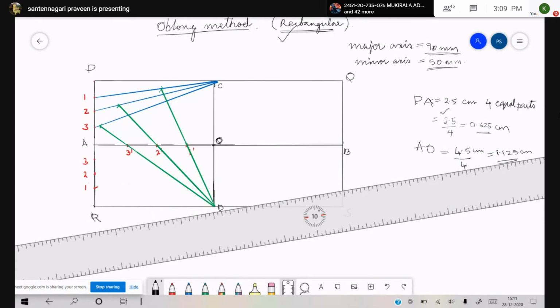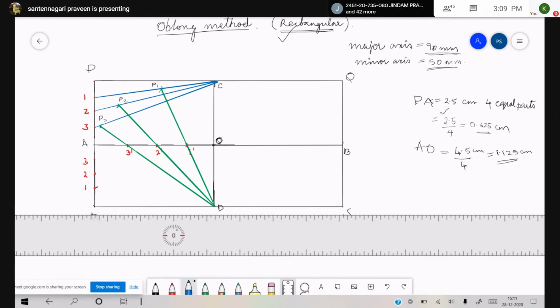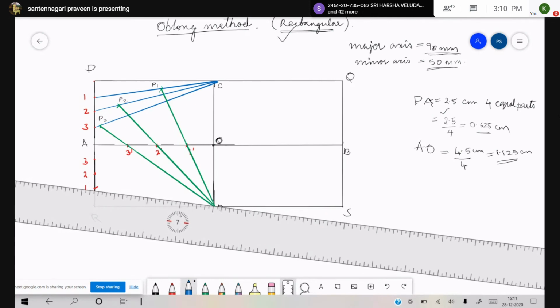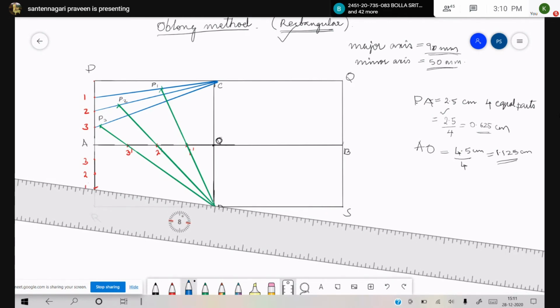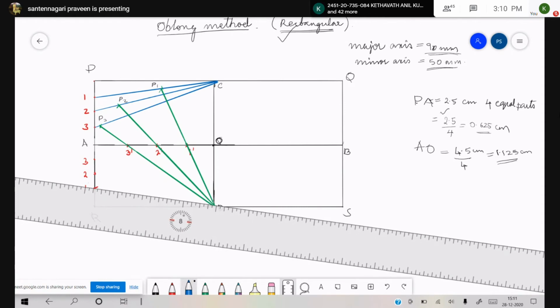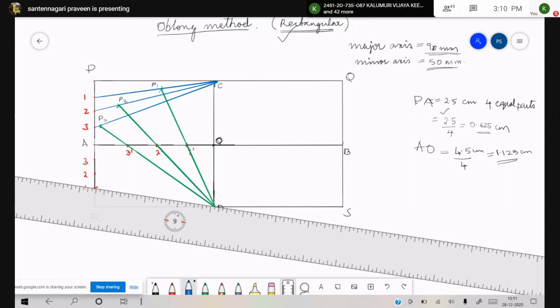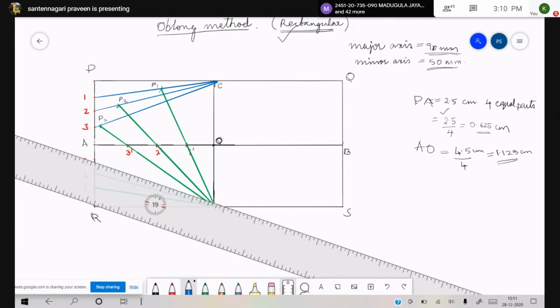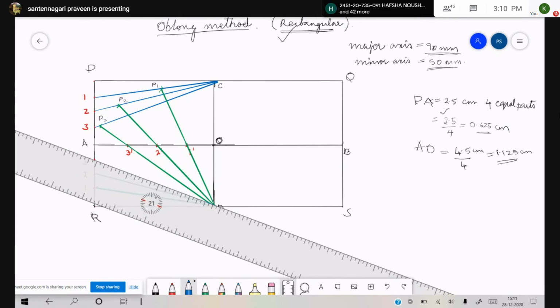We name these points P1, P2, and P3. Now what next? The same thing we have done from C, we should also do from D. The same thing is this: we are joining a line from point D to the division points of the other quarter box of the rectangle besides D, that is 1. So D1. Next D2. Next your D3.